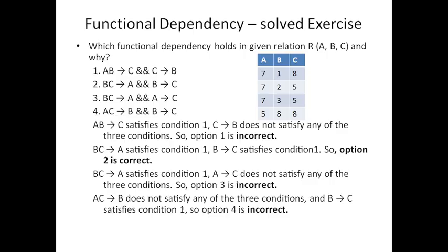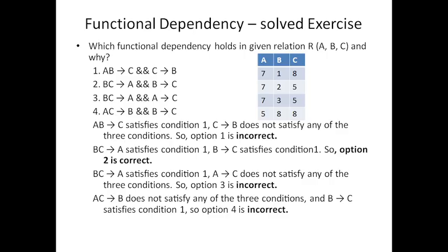Next we move on to the third option. BC determines A. The combination of BC is unique. So the first part is valid. In the second part, A determines C. A doesn't have unique values. Similarly, C doesn't have the same value. So both conditions fail.